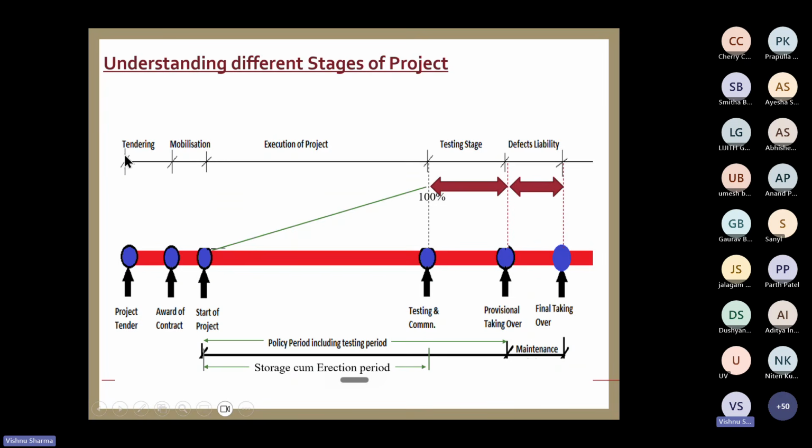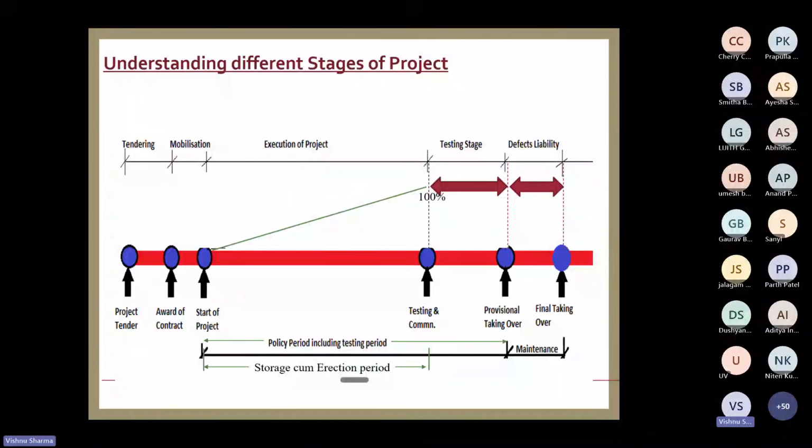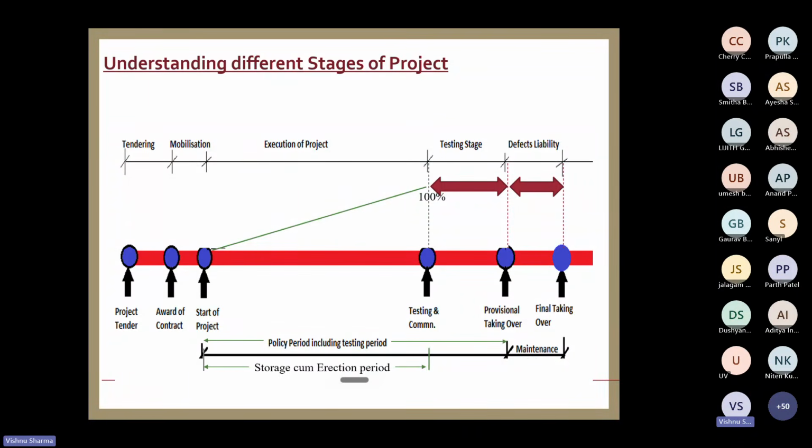Any big project, the initial thing is the principal floats tenders. I want, this is the cost of my project. I want to erect so much capacity of a thermal power plant, for example, or so much tons per day capacity of a sugar mill. So that way, tendering is done, and at this stage, the project tenders are floated.